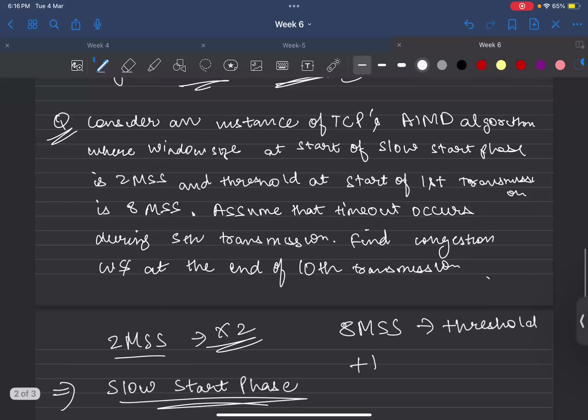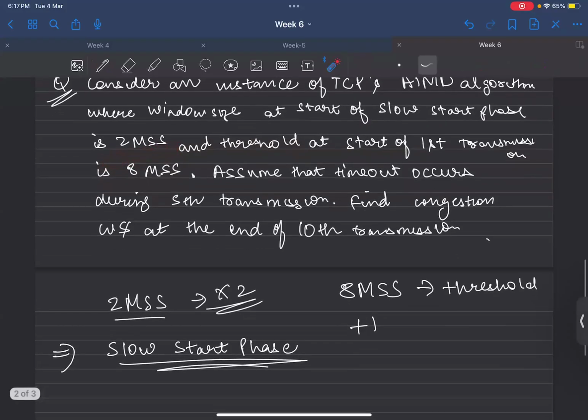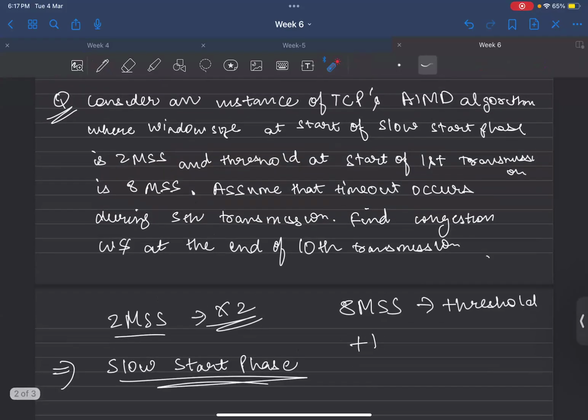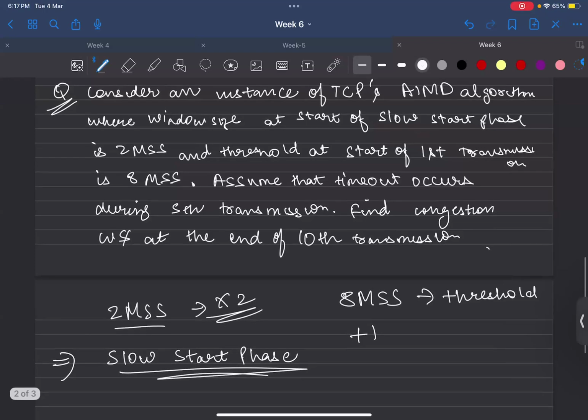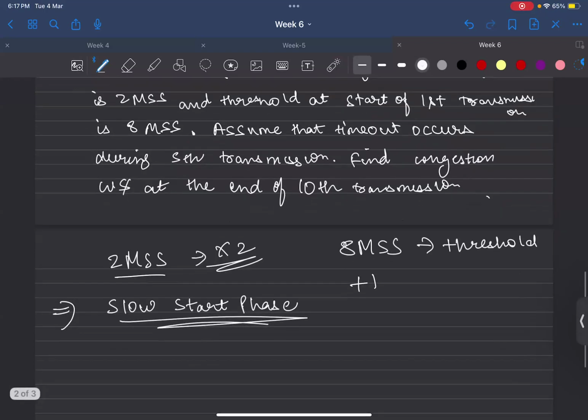I want this concept to be very clear to you. It's an important concept. We start at a very low number. Yes, absolutely correct. It's not that the phase itself is slower, because it's multiples of 2 and going very fast. But we are starting from a very low number, 1 or 2 MSS only. That is why it's called the slow start phase. Absolutely correct, Aman. So we are starting from 2 MSS, that is the starting transmission 1, I'll say.